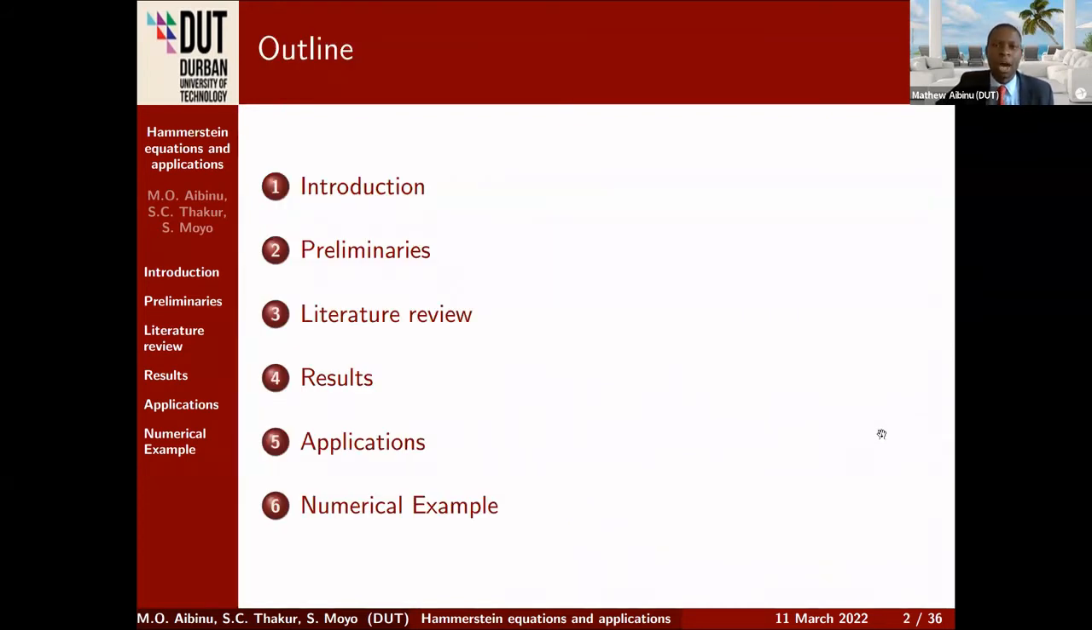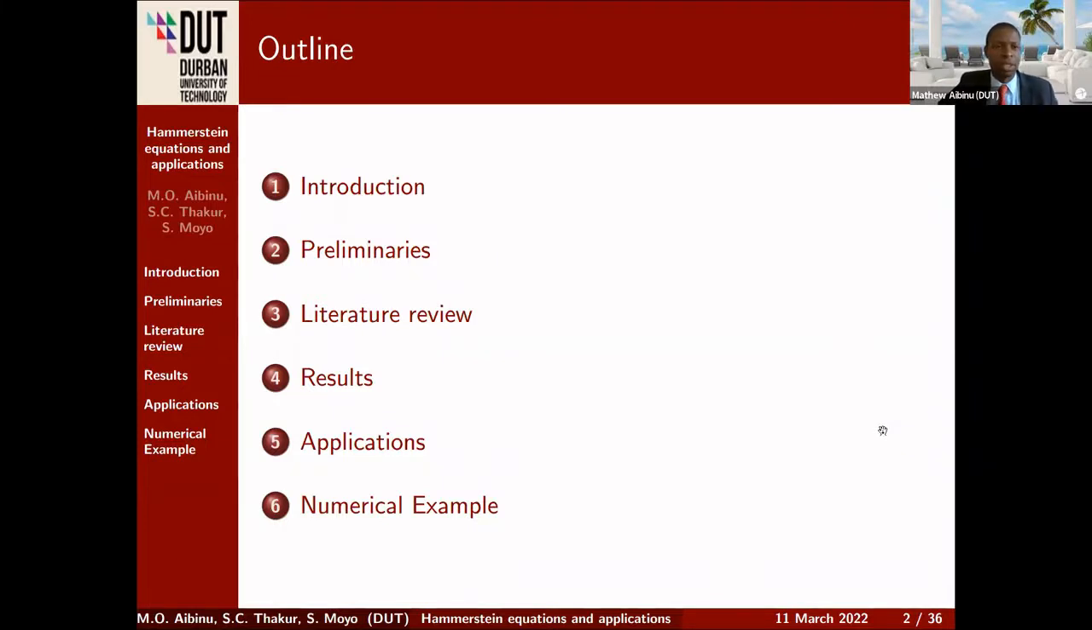This will be the outline for the presentation. There will be a brief introduction, then preliminaries will be given, and there will be a short literature review on what has been done in existing results, and then the contribution to knowledge for this present study. And then we shall look at the application to a real life problem, and a numerical example will then be given.